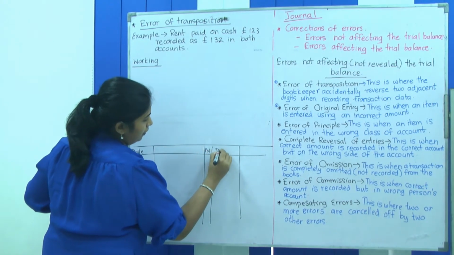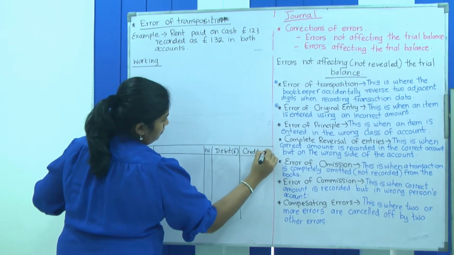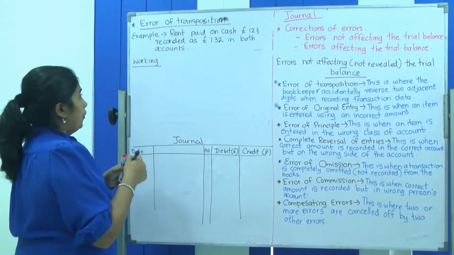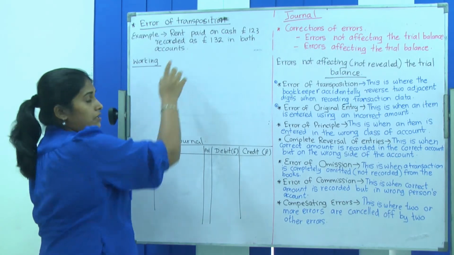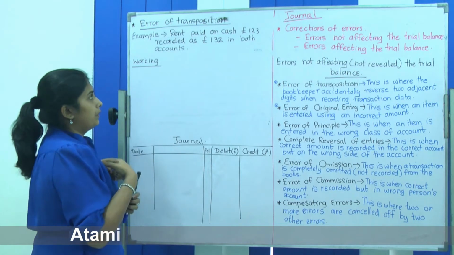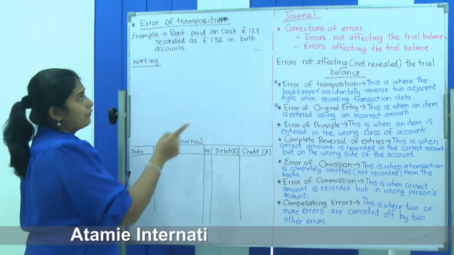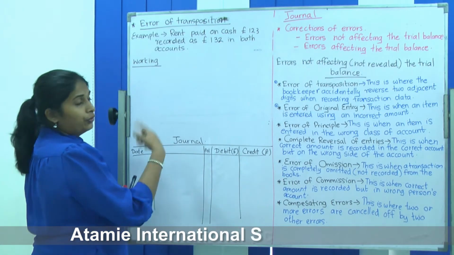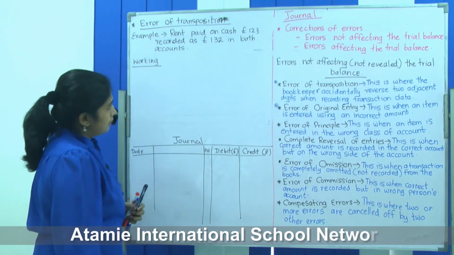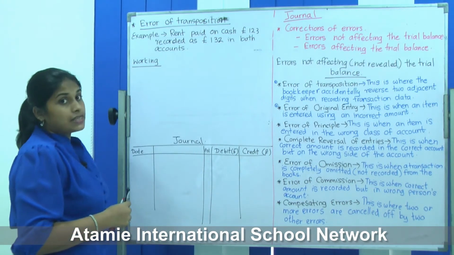The journal has a folio column, debit pounds, credit pounds, and the heading as journal. So what has happened: the rent you paid in cash was 123 pounds, but the bookkeeper accidentally reversed the digits. He wrote the digit 3 in front and the digit 2 in the units place. So he has reversed the adjacent digits, and 123 pounds has been written as 132.